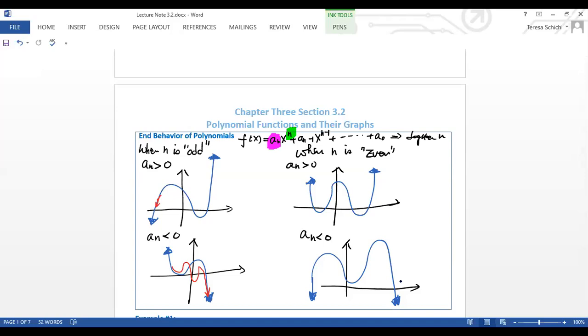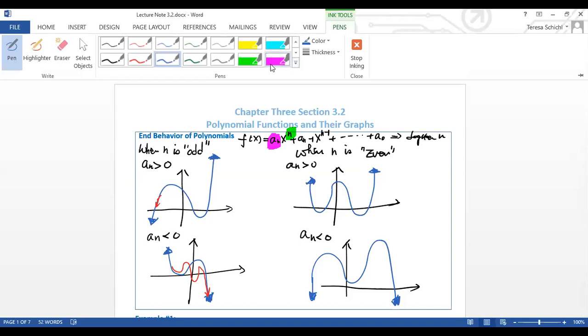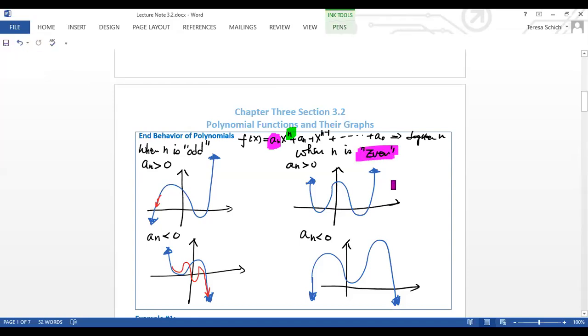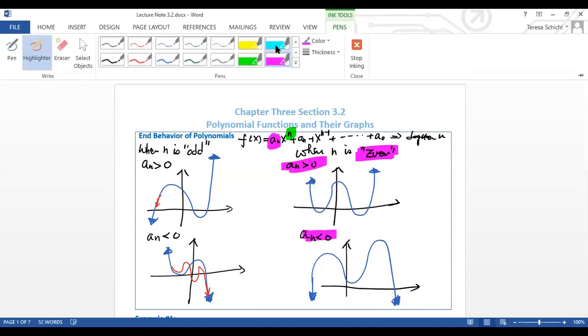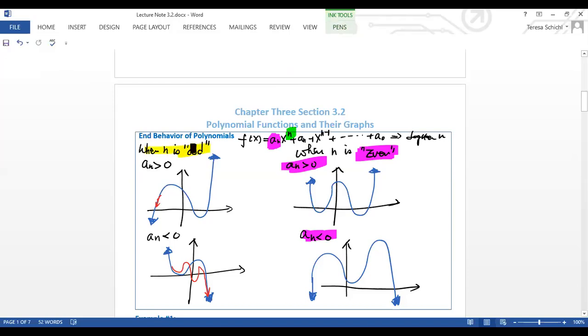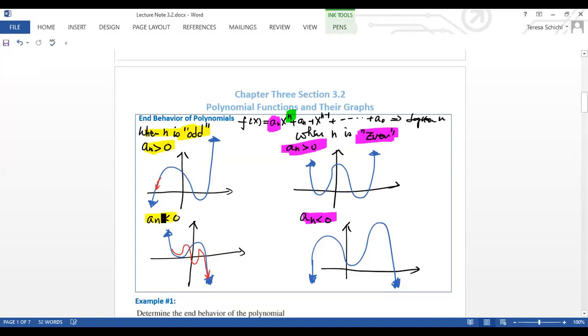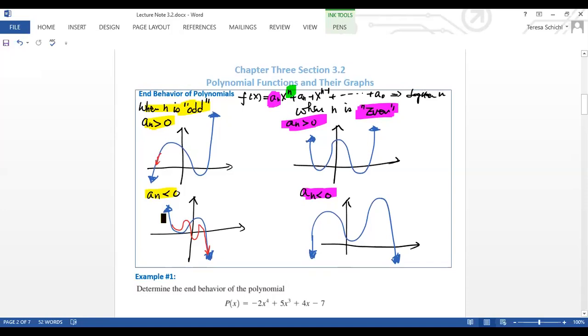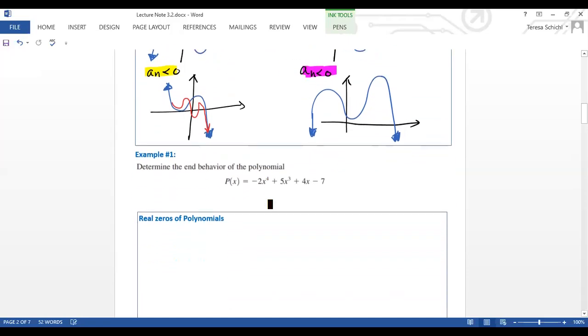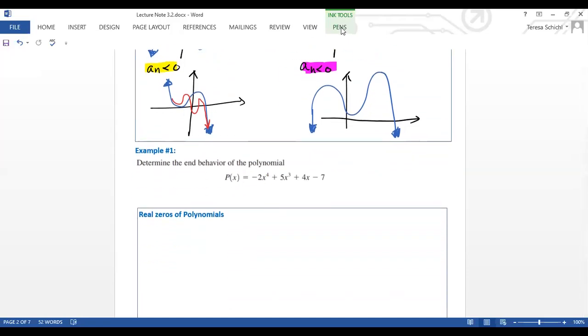Remember the key things here. If the degree is even, both legs go up or both go down, depending on a_n. If it's odd, one leg goes up and one leg goes down, and it depends on a_n, the leading coefficient. That's why I say it's very important.